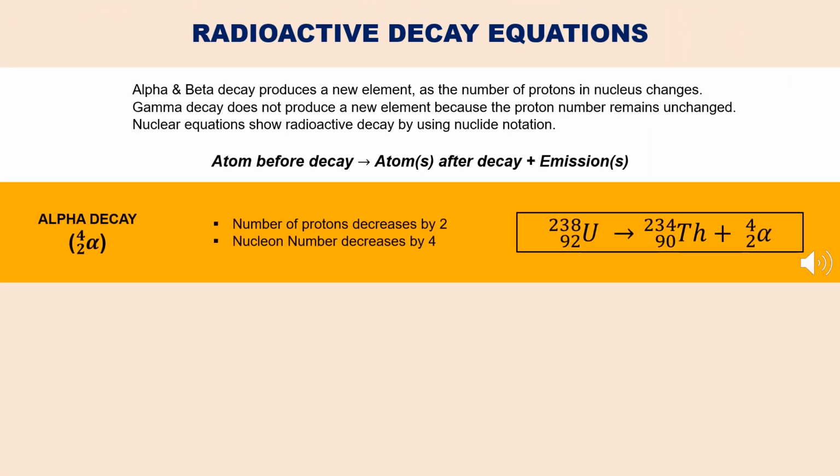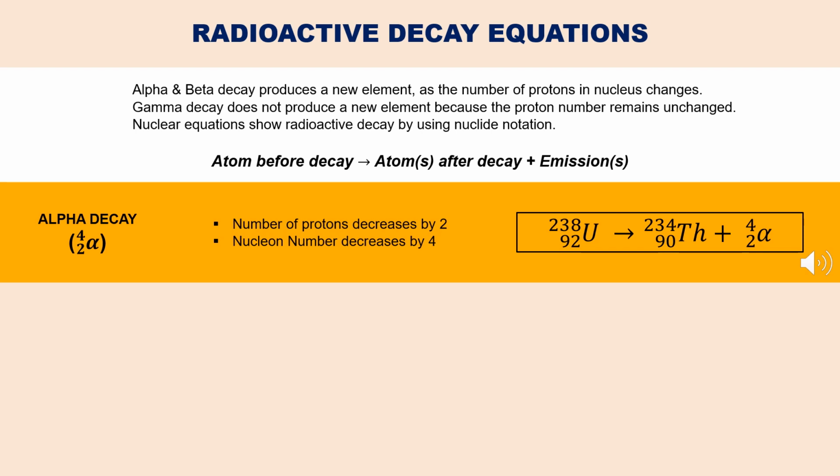Radioactive decay equations are written in the form atom before decay, then the arrow, then atoms after decay plus the emissions, which can be alpha, beta or gamma emission. Now you must remember that the proton and nucleon number must be equal on both sides of the arrow.